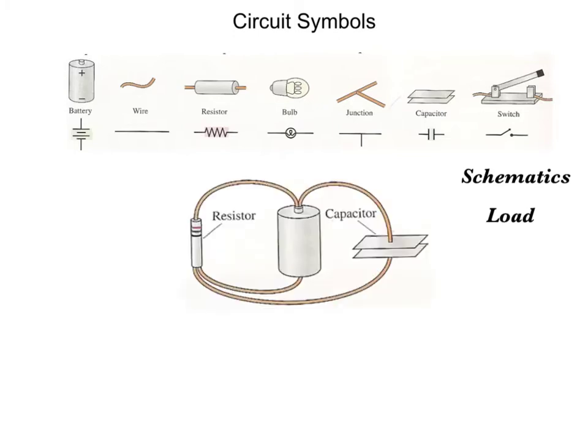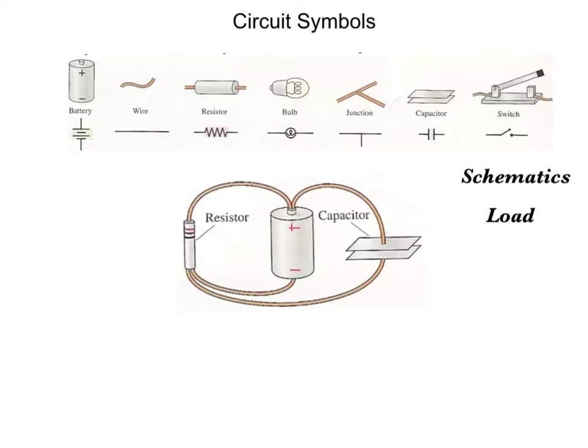Okay, so let's see if we can take a circuit diagram like this one here and come up with a schematic for it. Here we've got a battery, we've got a capacitor, and we've got a resistor. Now typically batteries are always drawn so that the positive side is up at the top and the negative side down at the bottom. You can also tell the positive side of a battery because it's the side that's got the nub on it.